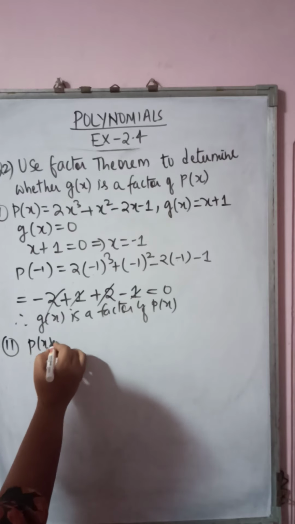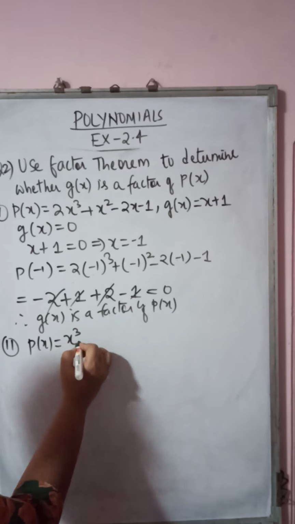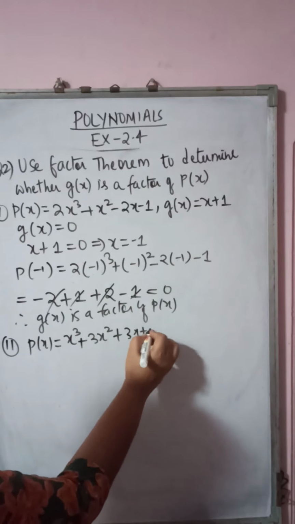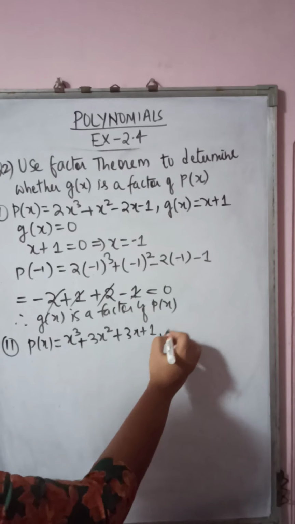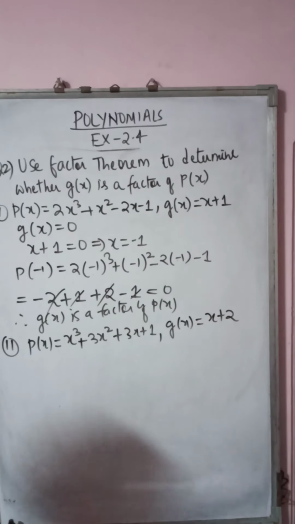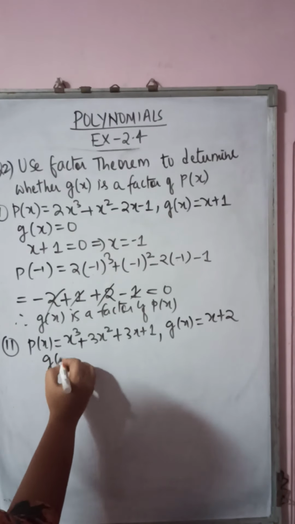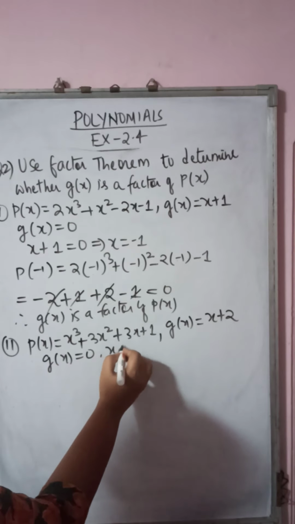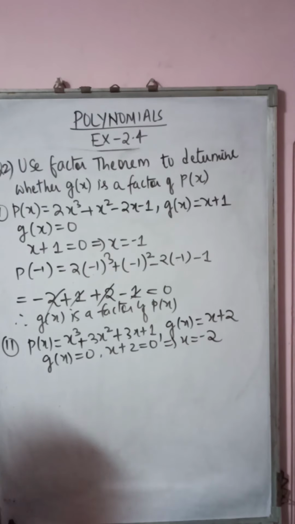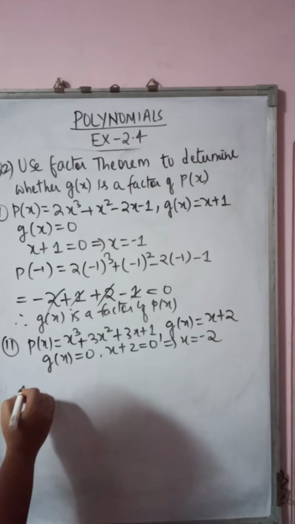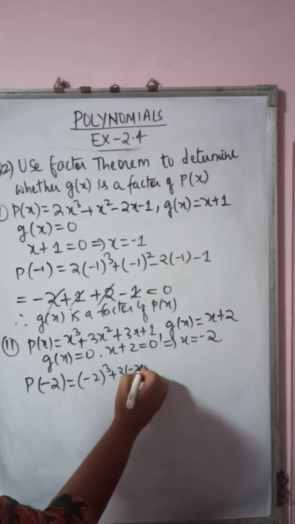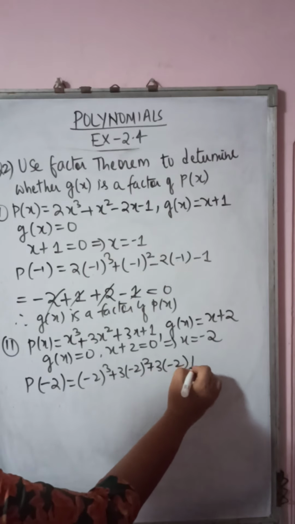p(x), the given polynomial, is x cube plus 3x square plus 3x plus 1, and g(x) is x plus 2. So again, what you will do is equate g(x) with 0. What is g(x)? x plus 2 is 0. This implies that the value of x is equal to minus 2. Now put this value of x in this polynomial. So what will you write? In place of x, minus 2. So minus 2 cube plus 3 into minus 2 square plus 3 into minus 2 plus 1.